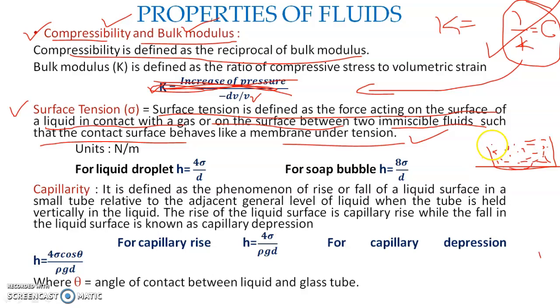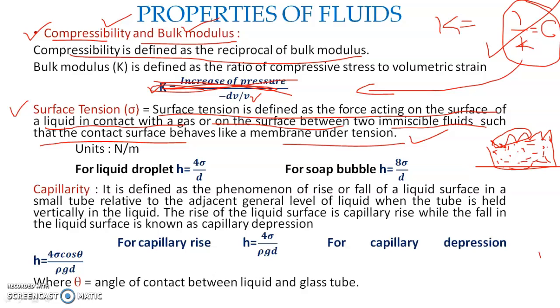Okay. Suppose something acts on the water surface, such as mosquitoes or paper or small particles placed on the water surface. The water surface will be stretched like this. Clear? Okay. So this type of membrane stretch, this phenomenon, is called surface tension.